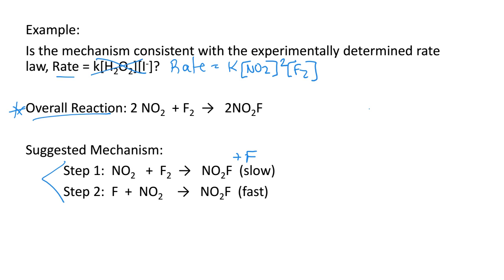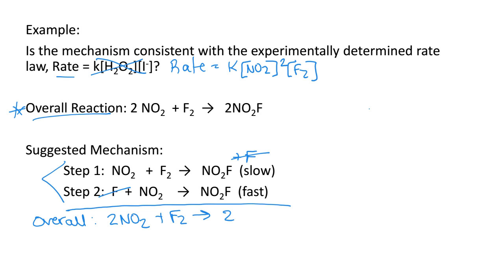Another typo, sorry about this, is that in step number 1, there should also be plus F on the right side. Okay, so in order to figure out if this reaction mechanism is a reasonable reaction mechanism, we have to check two things. The first thing we have to check is what the overall reaction is based on this reaction mechanism. So for the overall reaction here, I have an F on the right and F on the left, so those are going to cancel. What I end up with is 2NO2 plus F2 gives me 2NO2F.